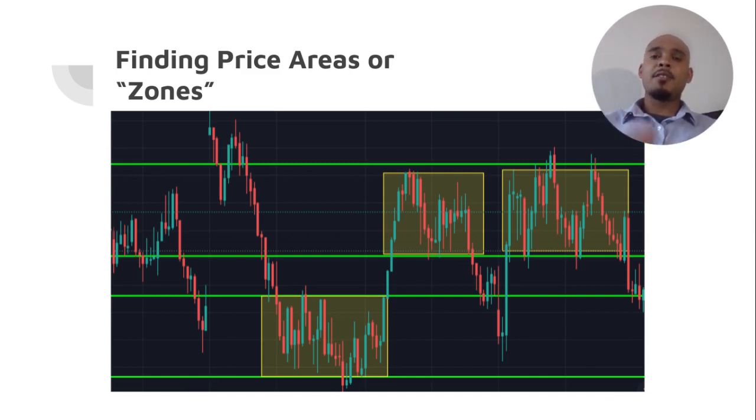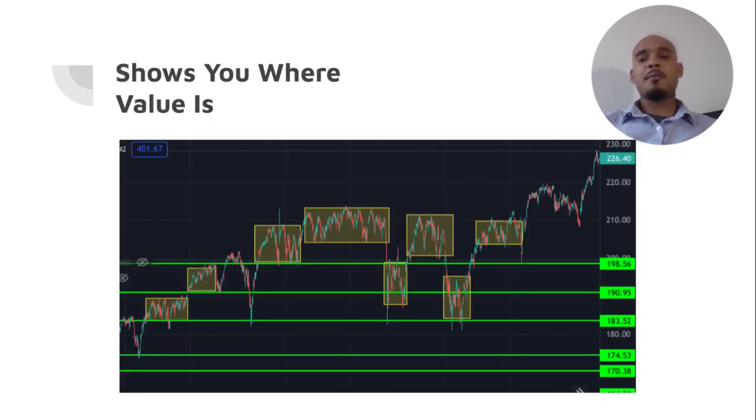I try to look for these price areas or zones where price can leave from and return to, leave from, et cetera, et cetera. And so here I've shown, this is an index, the Standard & Poor's 500 index ETF, SPY, as they call it, SPY.